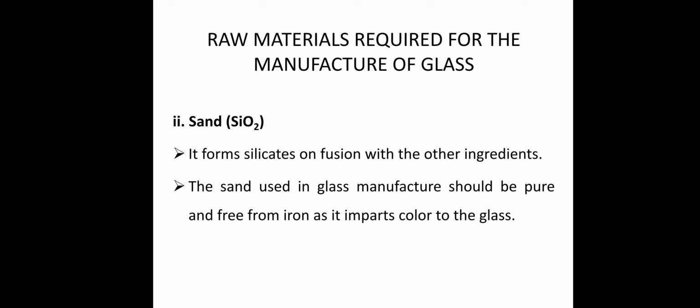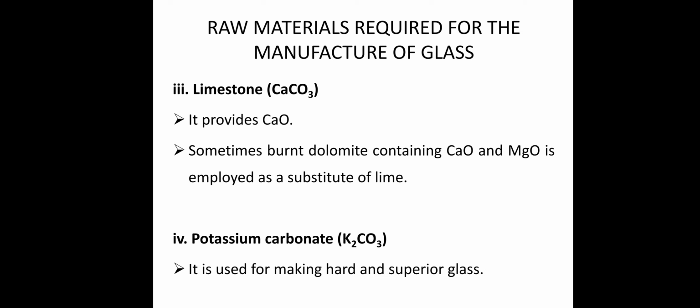Sand. It forms silicates on fusion with the other ingredients. The sand used in glass manufacture should be pure and free from iron as it imparts color to the glass. Limestone. It provides calcium oxide, sometimes burnt dolomite containing calcium oxide and magnesium oxide is employed as a substitute of lime. Potassium carbonate. It is used for making hard and superior glass.